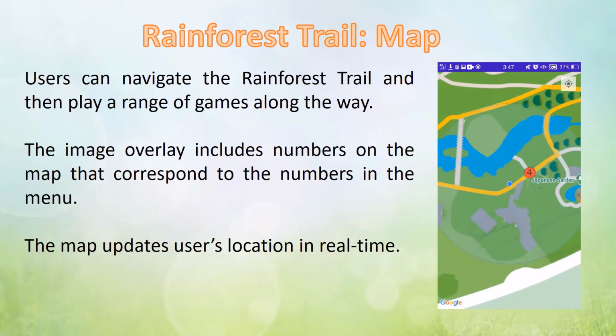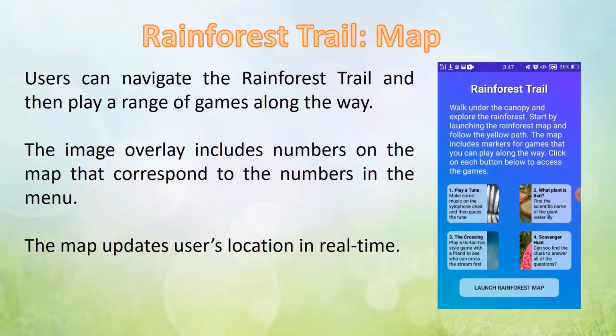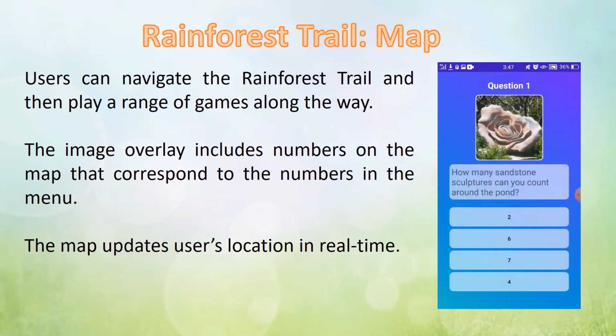In this example, the user is walking along the rainforest trail and you can see their location with the marker. The user is walking towards the number 4 on the map, and when they reach the marker, they can then navigate back to the main menu and select the 4th game in the menu. As we can see, the 4th game is Scavenger Hunt.